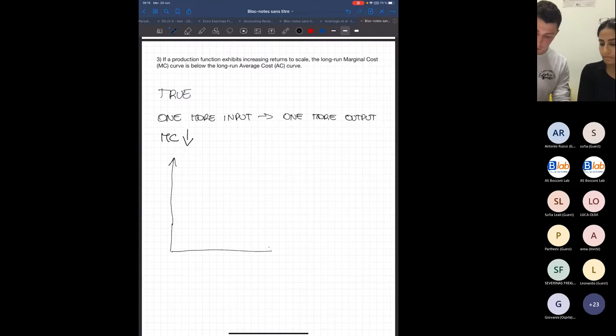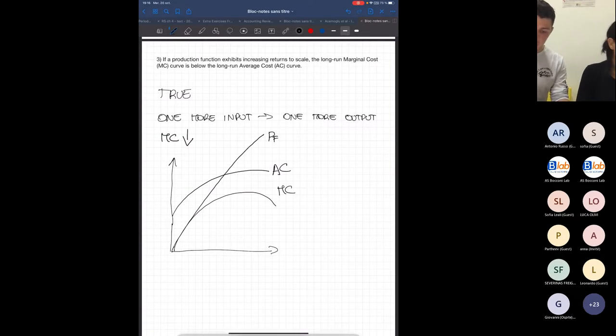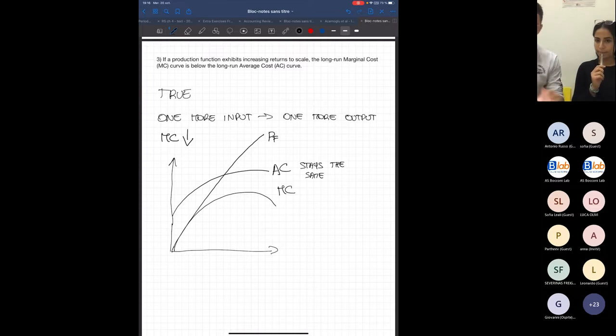Let's imagine it through a graph. If we have any kind of production function, let's say this is our MC and this is our AC. What we're imagining is that AC stays the same because we're not changing it. What we're changing is our marginal cost, because anytime I apply a new input to my production, if I am guaranteeing increasing returns to scale, my marginal cost is going to decrease. So by decreasing and decreasing, where we are asked if the marginal cost is going to stay below, at the same level, or above the average cost curve, in this case it's going to stay below, because we have increasing returns.